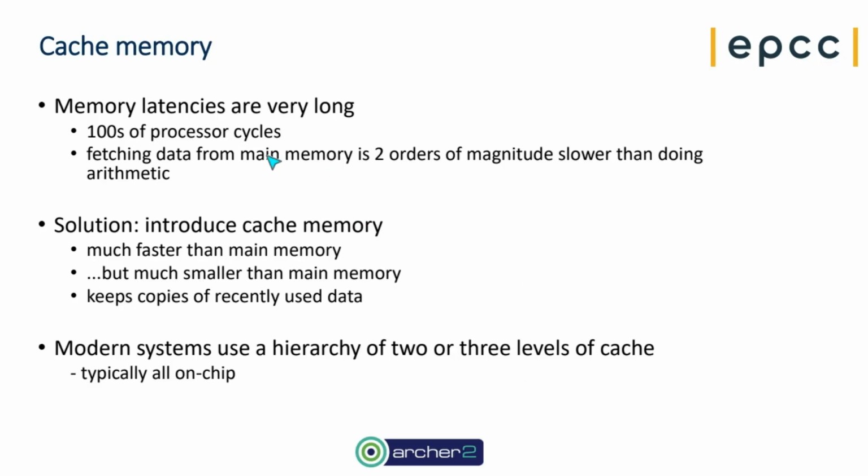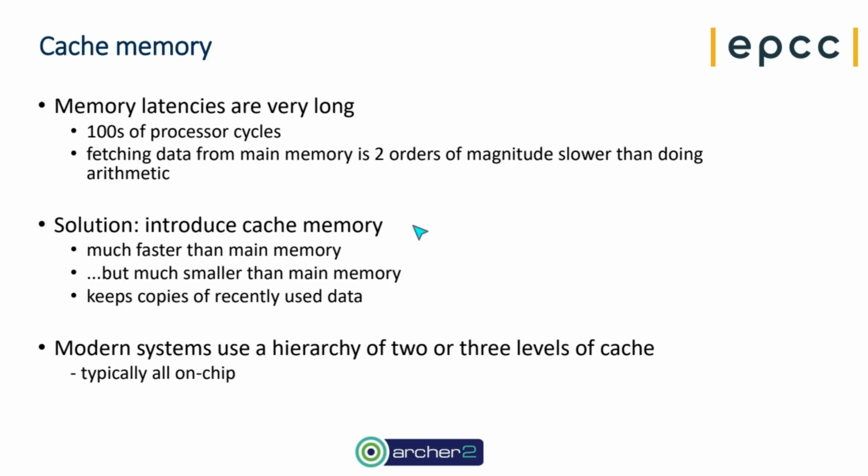Yep. So memory latencies are long, on the order of 100 processor cycles. So effectively, fetching data from main memory is 2 orders of magnitude slower than doing the actual arithmetic. So if all we had was the CPU cores and main memory, then the memory accesses would completely dominate the performance.